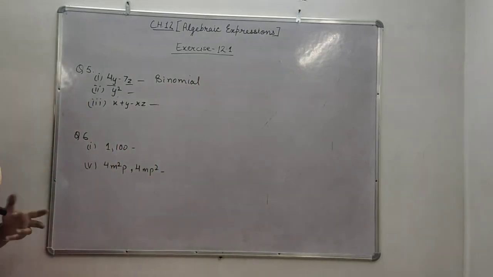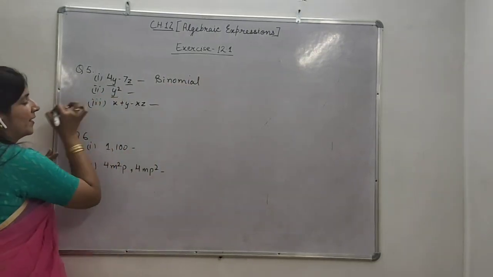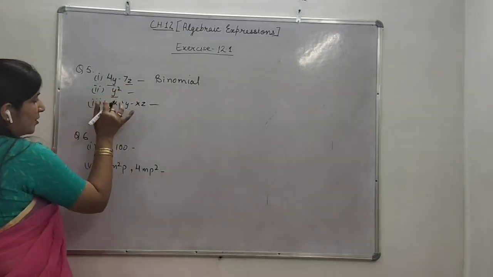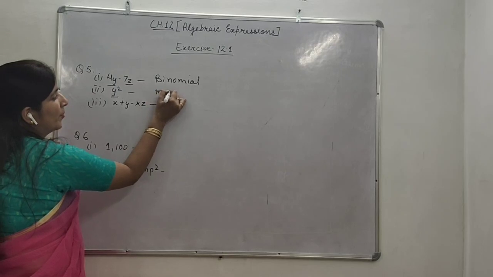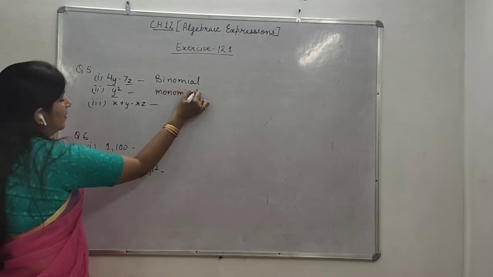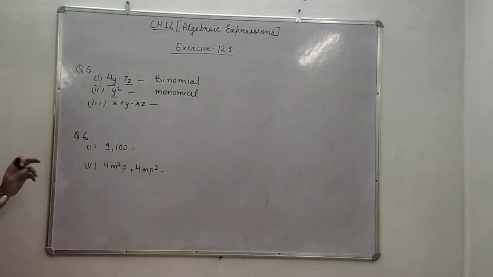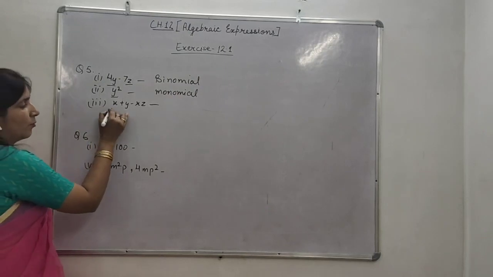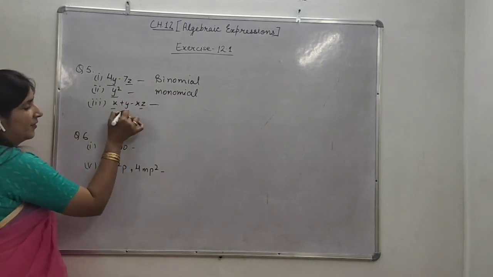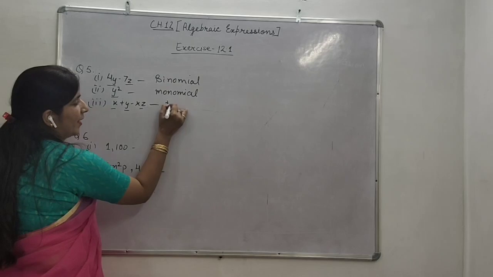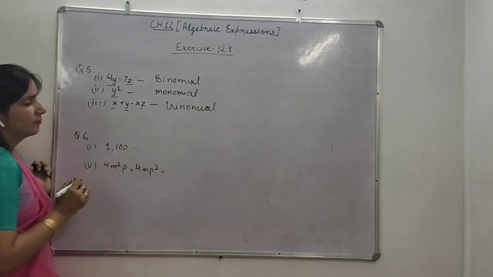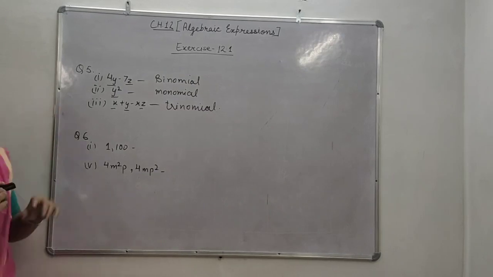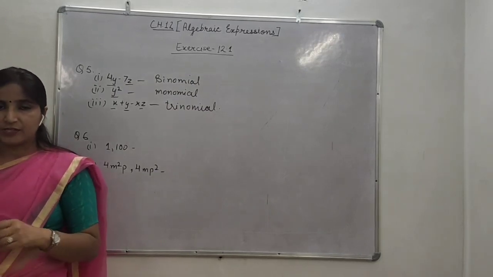The second part is y square. Here you can see there is only one expression, so in this expression there is only one term. So you can say it is a monomial. You just need to write the names. In the third part, there are total 1, 2 and 3, meaning in this given expression there are 3 terms. So you can write here trinomial, because there are 3 terms. So in this manner you can complete all the parts of this question.